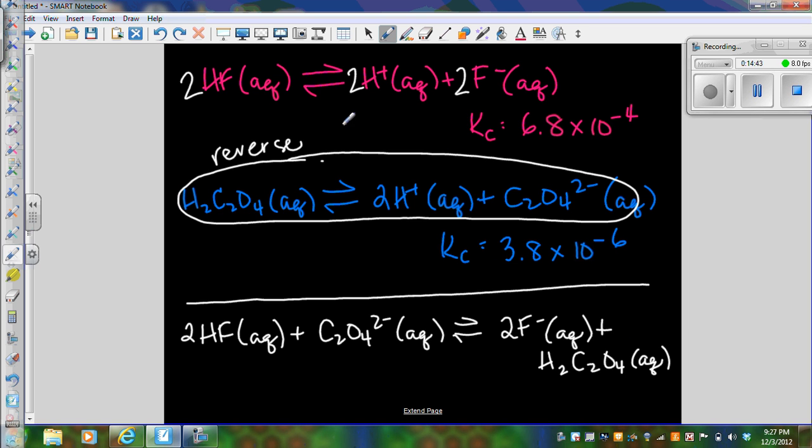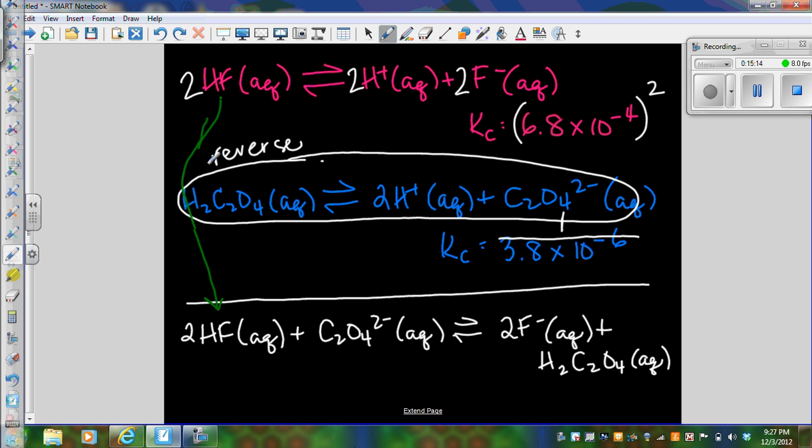Okay, so this first equation, let's do green, you can tell has been multiplied by a coefficient of 2. So what I need to do is I need to take this and square it. And then this equation was reversed, so I'm doing the inverse of this equilibrium constant.